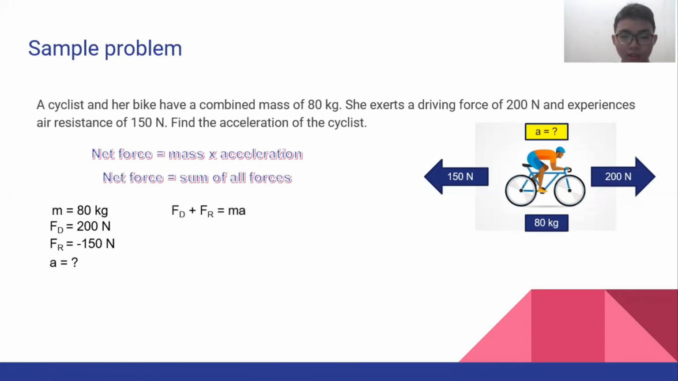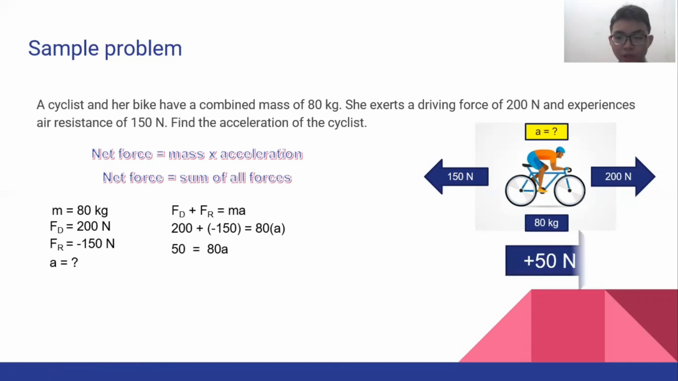So this is the equation that I've come up with. Since net force is equal to the sum of all forces, I substitute that with Ft plus Fr, and it is equal to mass times acceleration, which is ma. So just substitute all values: 200 plus negative 150 equals 80a. Then just sum the net force, it equals 50. So we know that it is positive, so it is going to the right, plus 50 newtons. And since we're finding the acceleration, we must get the a here.